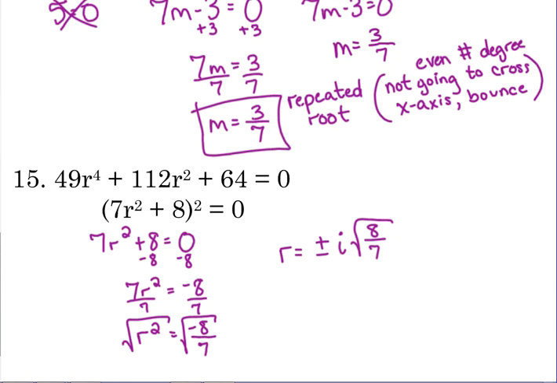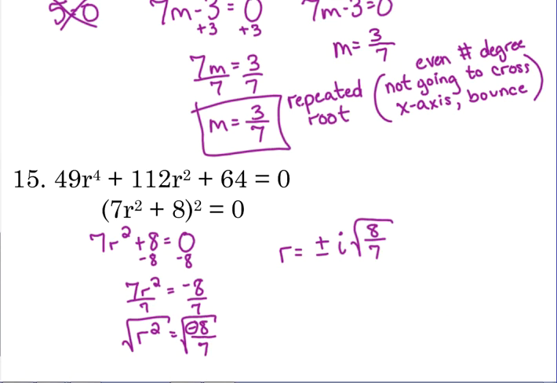Wait, why is there an i? Because there was a negative under the square root. Anytime there's a negative under the square root, that's our imaginary solution. Okay.